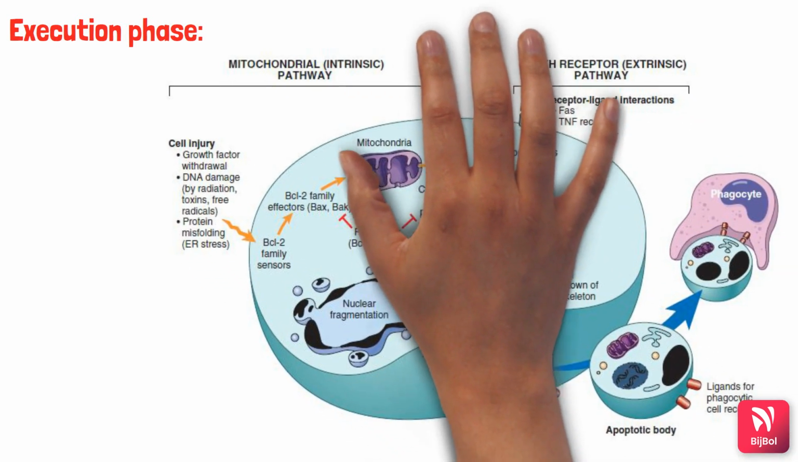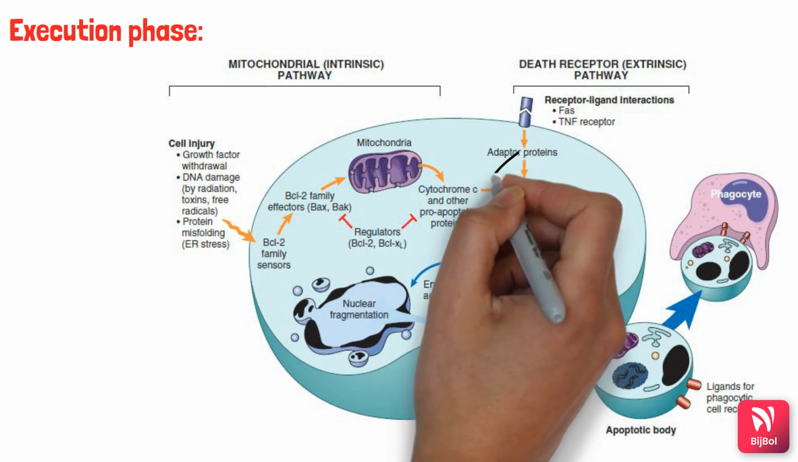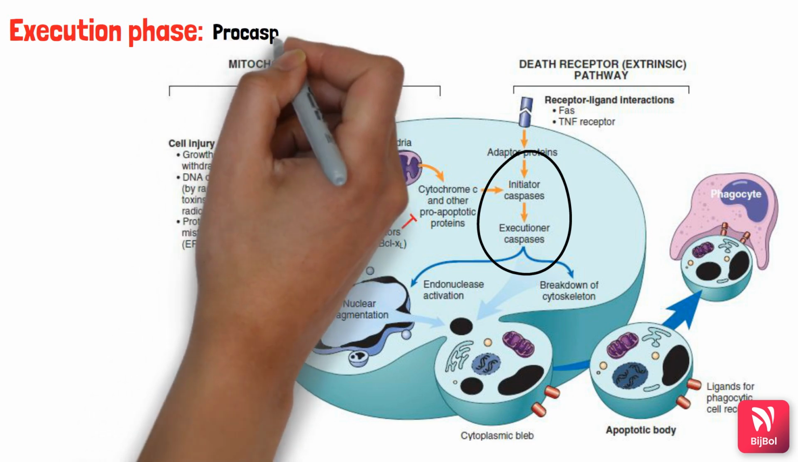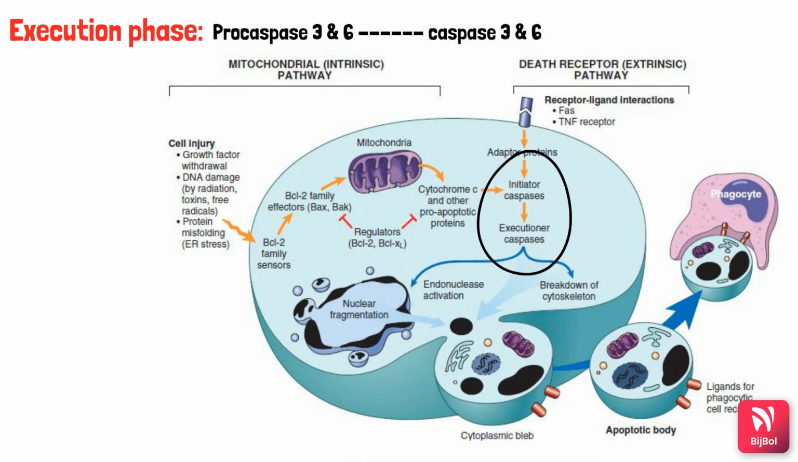So here, if you see, this is a cell wherein these initiator caspases are activated. Now they will activate the executioner caspases. Previously I told you executioner caspases are caspase 3 and caspase 6. So these procaspases 3 and 6, which are present in inactive form, are converted to the active form, that is caspase 3 and 6, by initiator caspases.